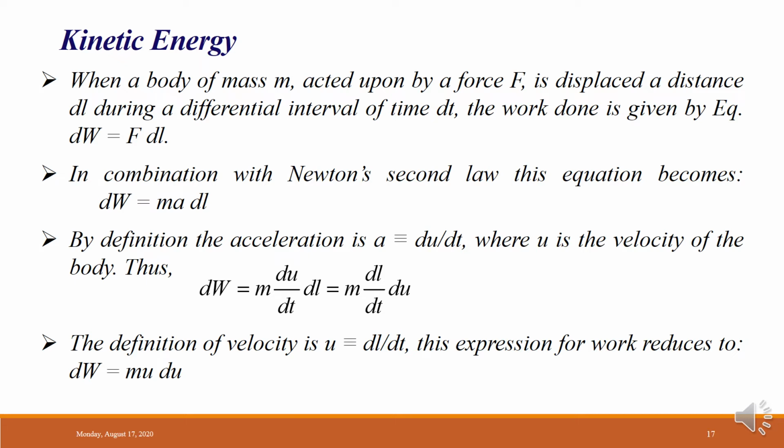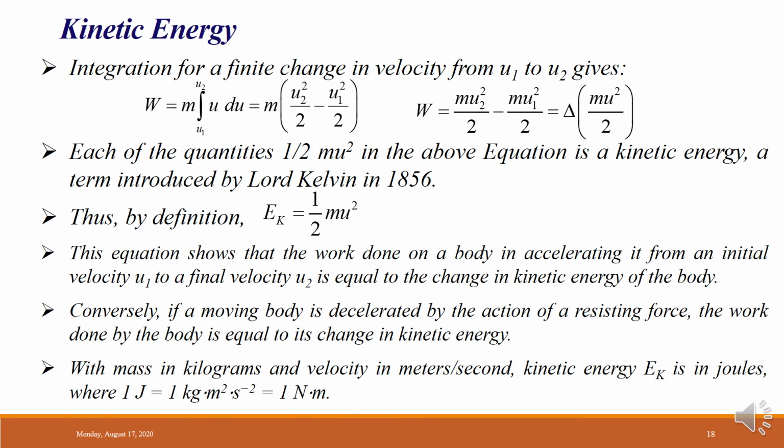So you can write this as dW is equal to m into u into du, and if you integrate this from u1 to u2, you can keep mass as a constant, so it is m bracket u2 square by 2 minus u1 square by 2. So simply you can say W is equal to m u2 square by 2 minus m u1 square by 2. So it is a delta change in m u square by 2. Here each of the quantities is nothing but half m u square, which is nothing but your kinetic energy.